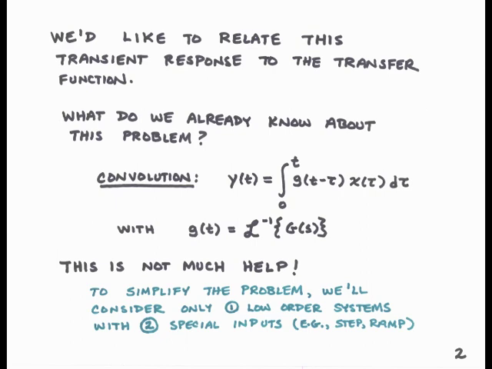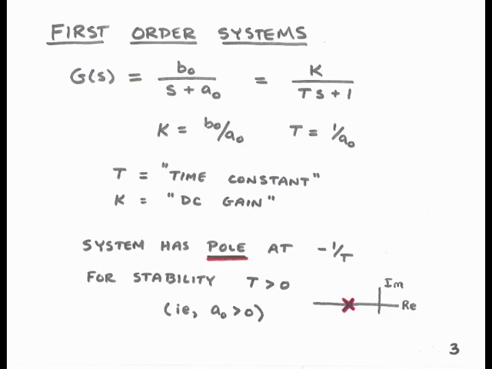To simplify this problem so that we can learn something, what we're going to do is study special cases. And the special cases we'll study are lower order systems. So we're not dealing with an arbitrary g of s. We'll deal with very simple transfer functions. And the second kind of special case is to look at very particular kinds of inputs, special inputs, and the ones we'll be concerned with are the step, the ramp, and the impulse. In this presentation, we'll examine first-order systems, and in the following presentation, we'll look at second-order systems.